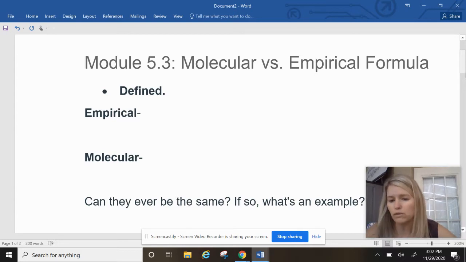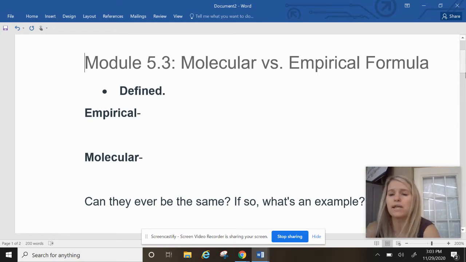The molecular formula, and I'm not going to write on here because it's hard for me to write sentences, so you can add this in, is the formula that gives the exact number and types of atoms that are present in the compound. And then the empirical formula is similar to that, but it's the reduced version of that formula.